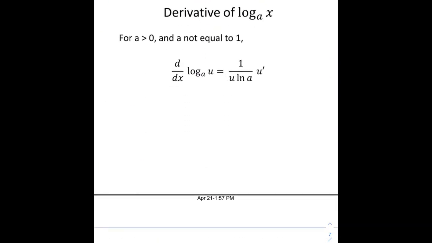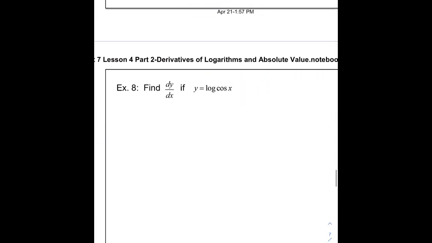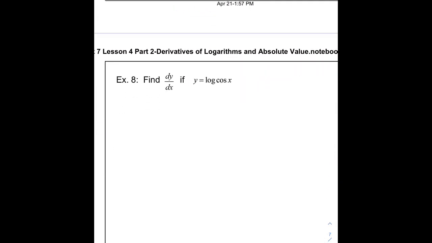So here is your formal definition. If you're trying to take the derivative of a log and it is not base e, then you take 1 over the argument. You have to include that natural log of a and apply chain rule when appropriate. So how do I find the derivative if it's log cosine of x?